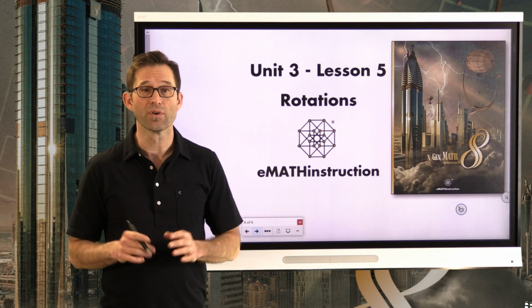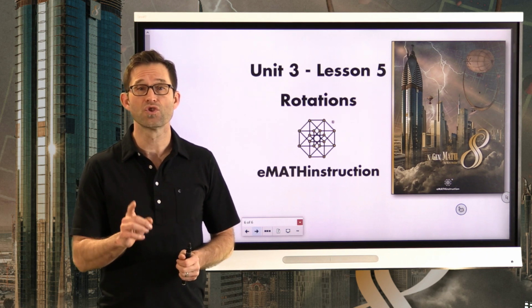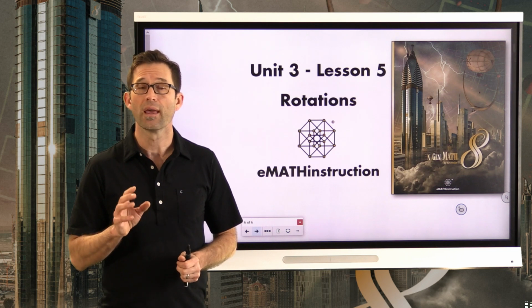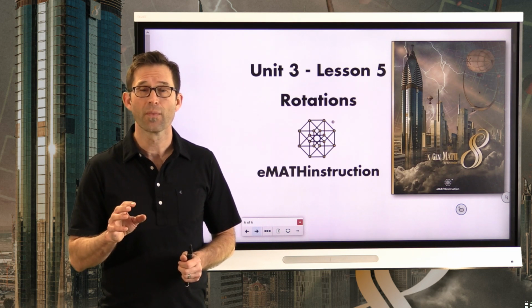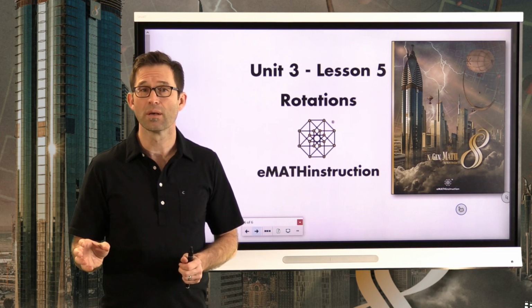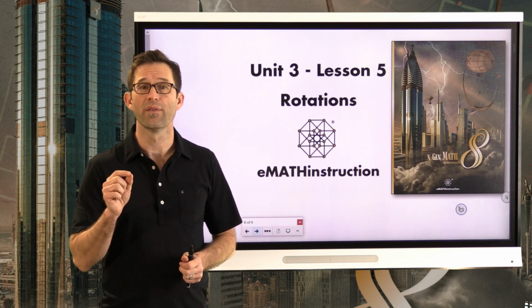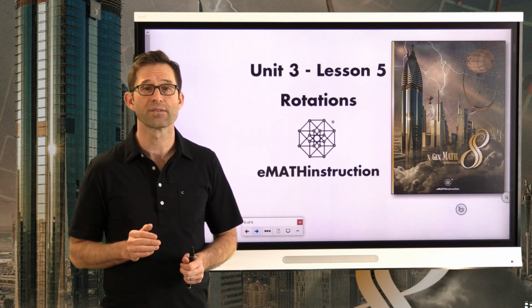What we discovered today was that rotations, just like reflections, are another example of a rigid motion. In other words, if I take a figure and I rotate it about some center point, then the image that I get will be congruent to the original figure. It'll be the same size and it'll be the same shape.